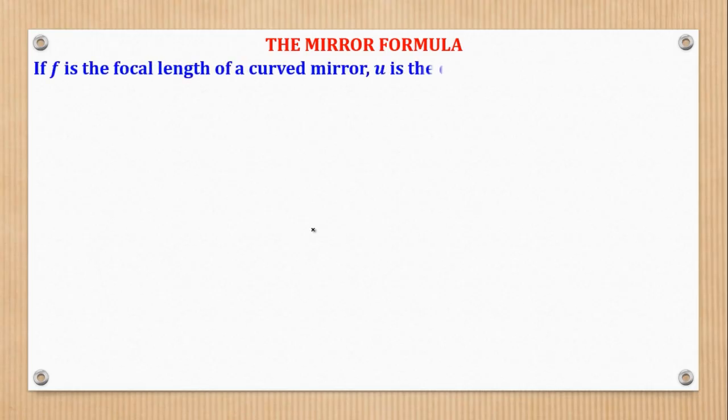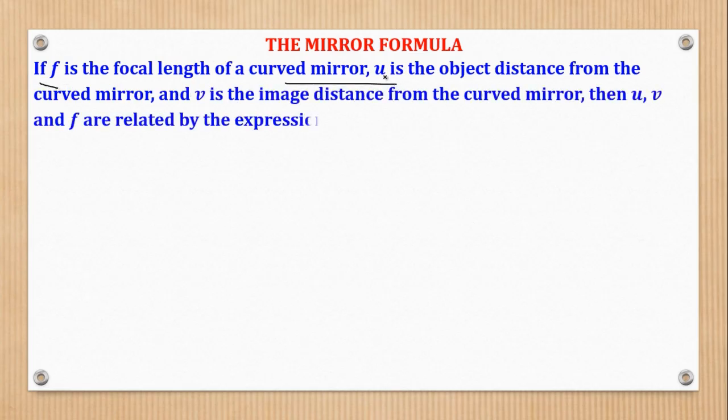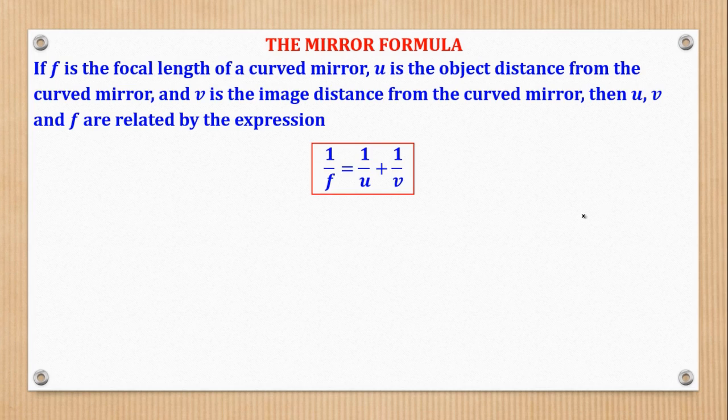Okay, so now we shall go to what we call the mirror formula. If F is the focal length of a curved mirror, U is the object distance from the curved mirror, and V is the image distance from the curved mirror, then U, V, and F are related by the expression 1/F = 1/U + 1/V. This expression is so much used in A-level. So the mirror formula has to be remembered.